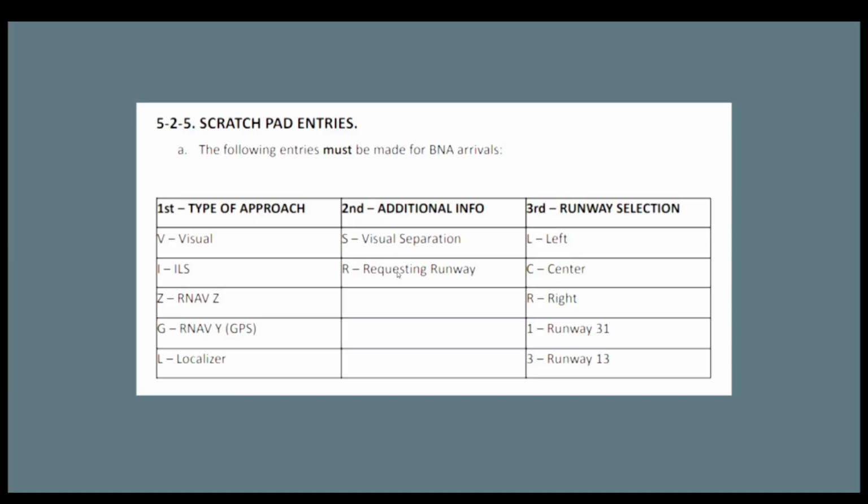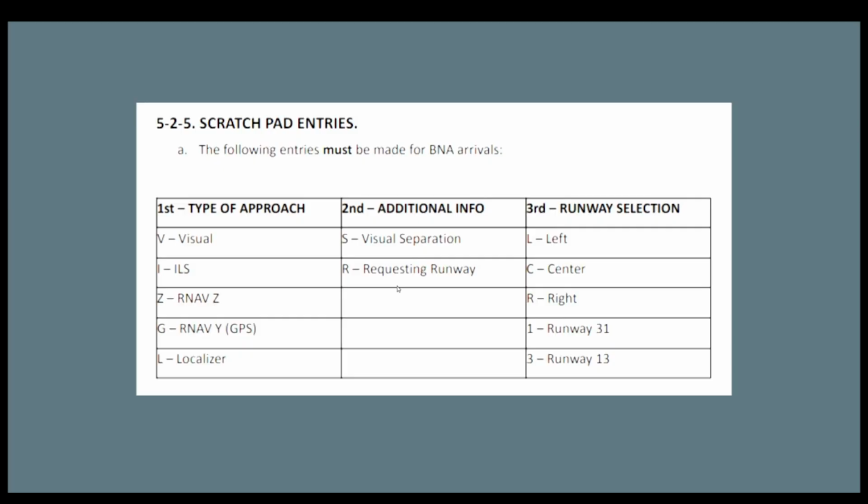So in that case, you would put visual, you tell them expect a visual approach 2 left or whatever, visual requesting, and then you would select from your third option here, which would be left, center, right, runway 31 or runway 13. So the runways here, it may be kind of confusing, but it's just the second number of the runway. So for 31 and 13, it's just either a 1 for 31 or 3 for 13. It's the second number of the runway. So you could end up with like a VRR.